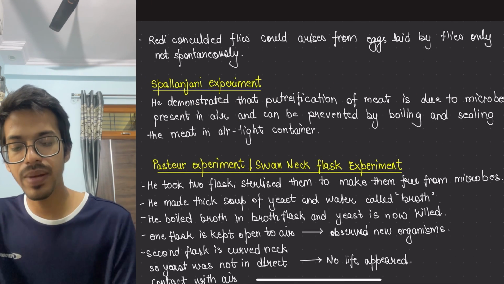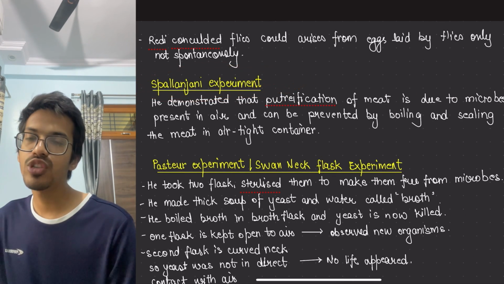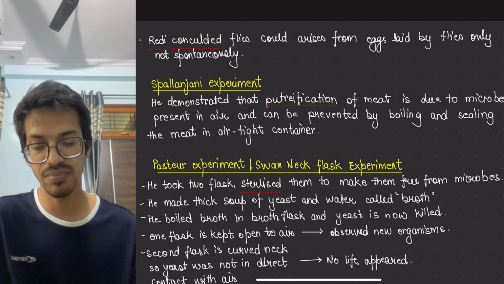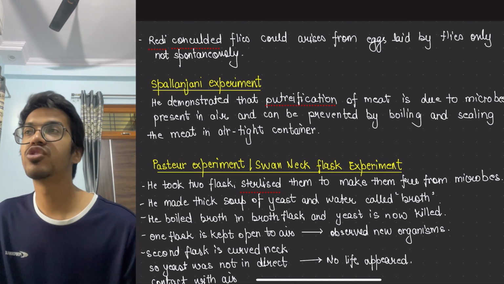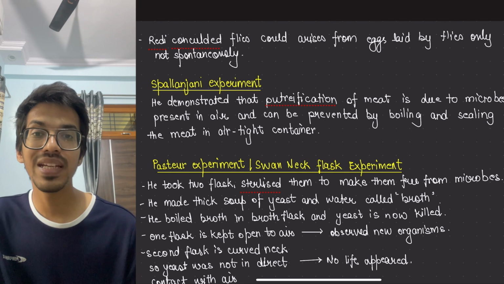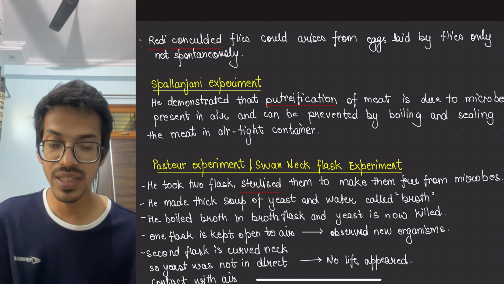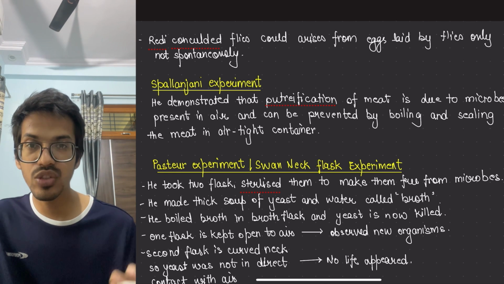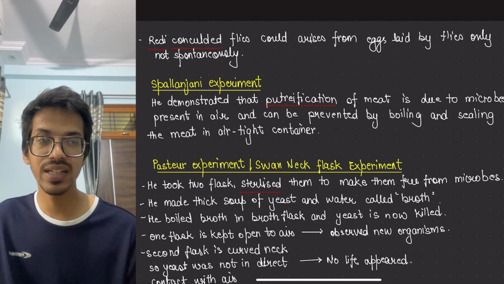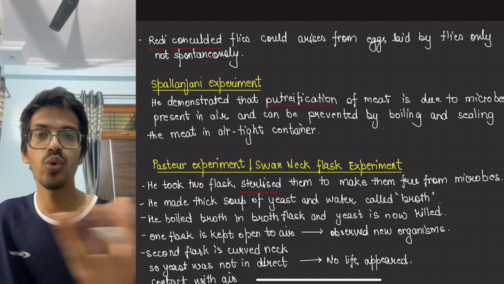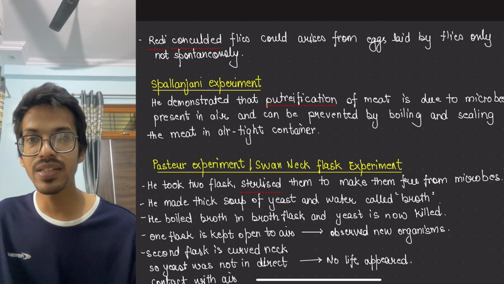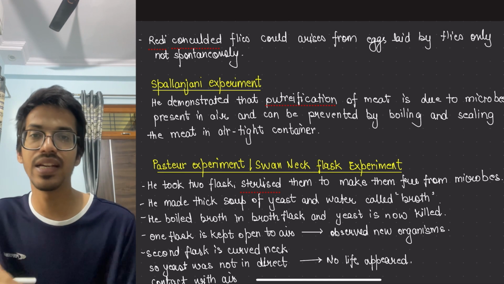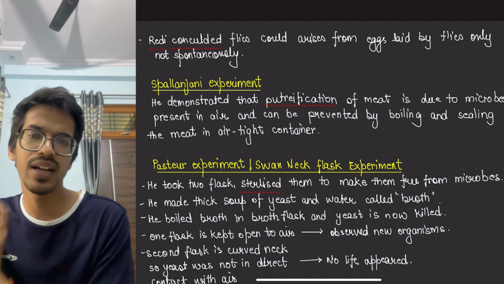Then comes the Spallanzani experiment. He checked how microbes rot the meat. He said that life won't appear, and microbes won't be generated from the meat, if I boil, cook, and seal the meat in an airtight container. Same as the earlier one.